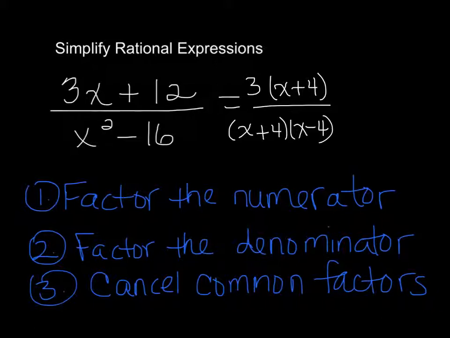And so the common factors that we see are x plus 4 in the numerator and this x plus 4 in the denominator. So we cancel those 2 factors out, which leaves us with an answer of 3 divided by x minus 4.